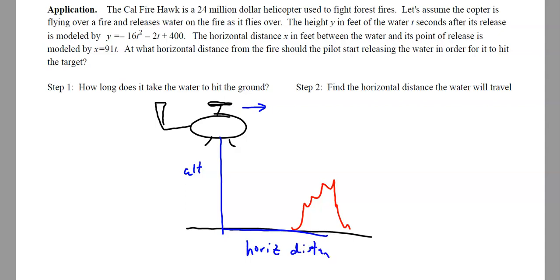Now what's going to happen is, as I'm flying, I'm going to release the bucket. I think they said this thing could hold 1,000 gallons of water. And the water is going to follow a path like this. And what that's going to do, it's going to follow a quadratic, a parabola. And they give us an equation up here to model.